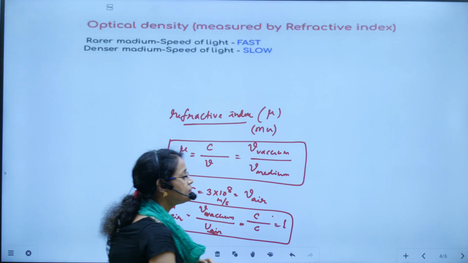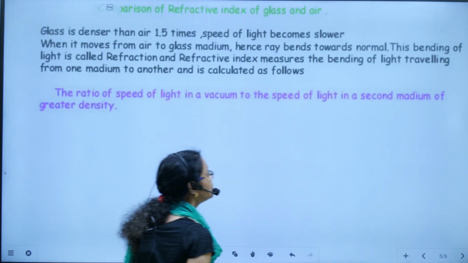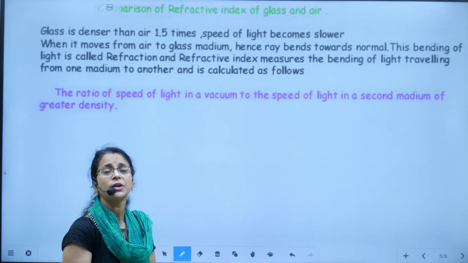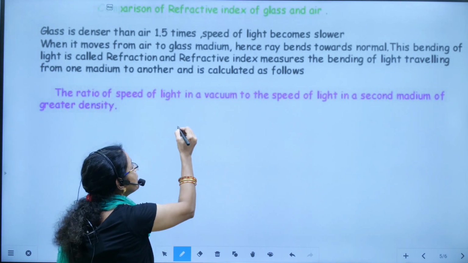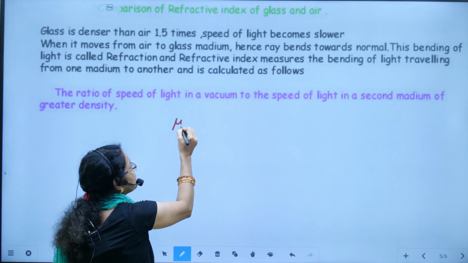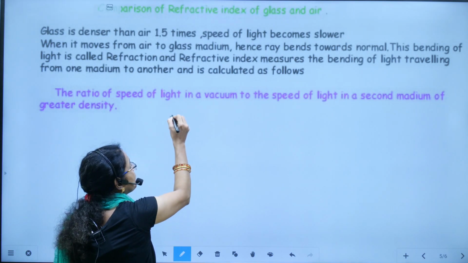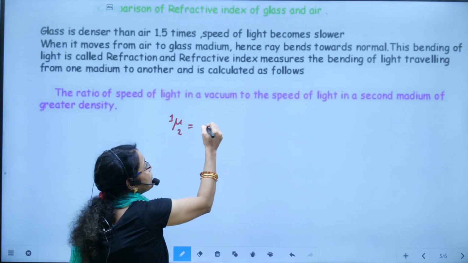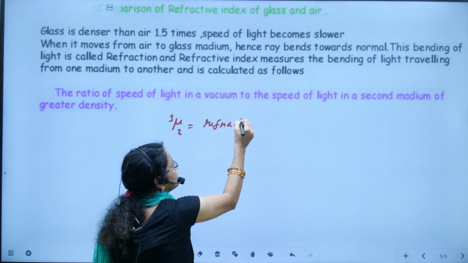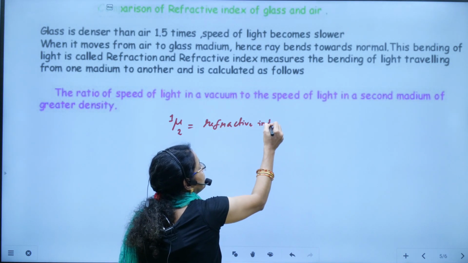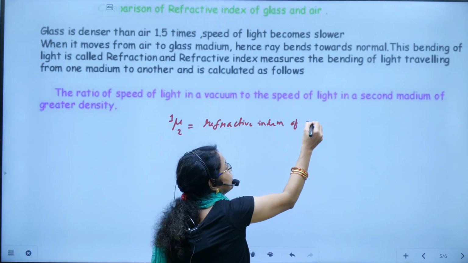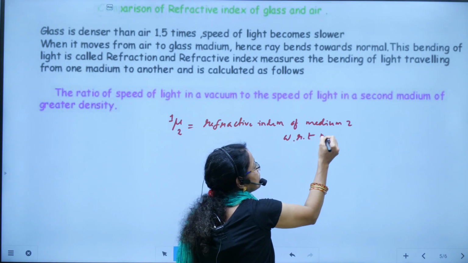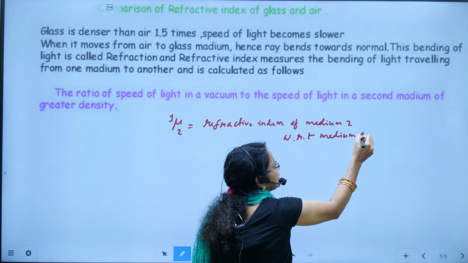So now we'll compare here for one medium, that is glass medium, what is the refractive index of the glass medium with respect to the air medium. If we compare that, we'll check by the same method. We can compare the refractive index of the second medium with respect to the first. Then this is called the refractive index of medium 2 with respect to medium 1.